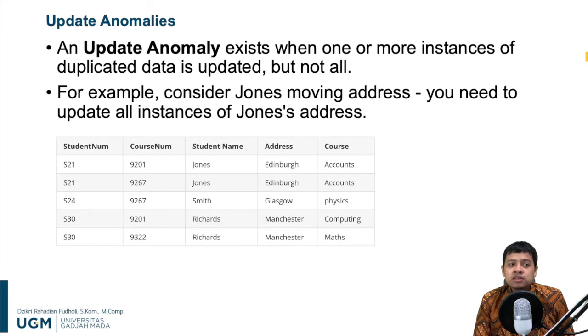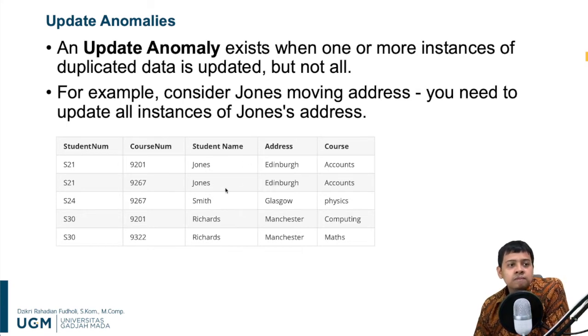We go to the update anomalies first. An update anomaly exists when one or more instances of duplicated data is updated, but not all. So I think we must underline the "but not all". For example, we have the example table over here. We consider John's moving address. So he moved house. You need to update all instances of John's address. So we see here the student name Jones and Jones over here.